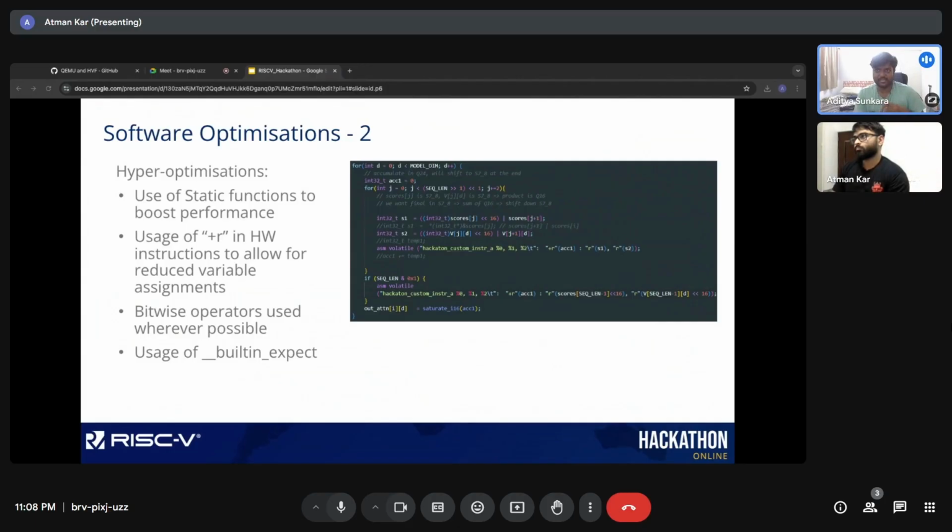We needed to perform several minor hyper-optimizations to cut it down to a sub-1,000 goal. So we did things like using static functions to cut down on a lot of code overhead to boost performance. We used the accumulate function in several hardware instructions to allow for reduced variable assignments and reuse the same variable again and again for accumulation. We use bitwise operators wherever possible. For example, on the right side, at the bottom part of the code, we use a bitwise operation to get the last bit out instead of using a modulo. This allows us to save on cycle time. We also did tiny things like using the built-in expect function to cut down on the branch prediction overhead that's caused when we are executing our code.